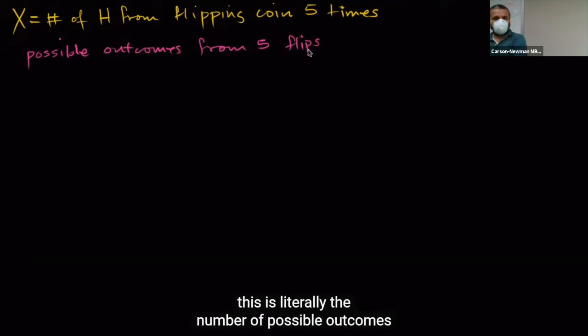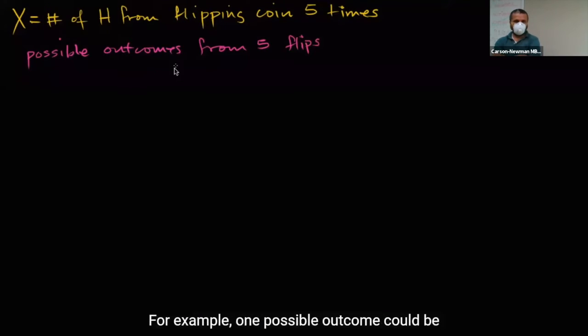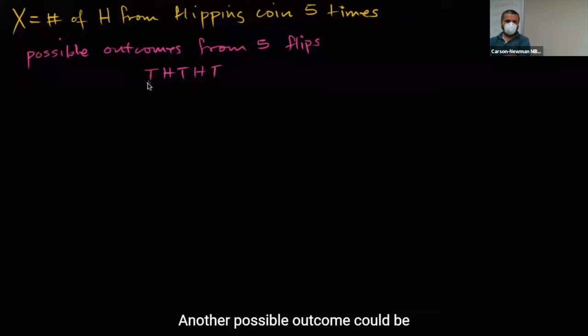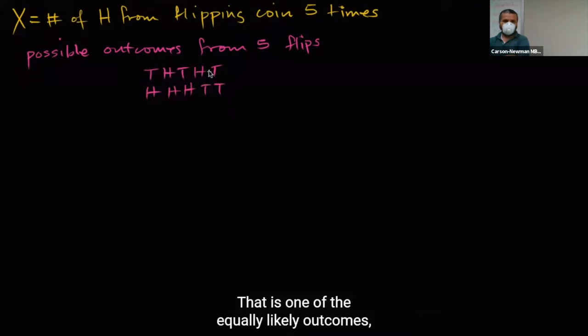This is literally the number of possible outcomes for flipping a coin 5 times. For example, one possible outcome could be tails, heads, tails, heads, tails. Another possible outcome could be heads, heads, heads, tails, tails. That is one of the equally likely outcomes. That's another one of the equally likely outcomes. How many of these are there?